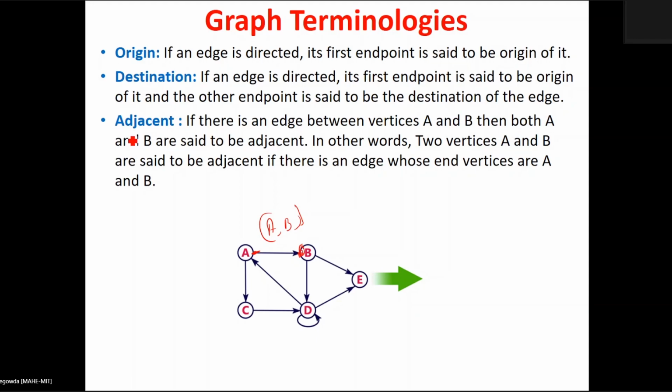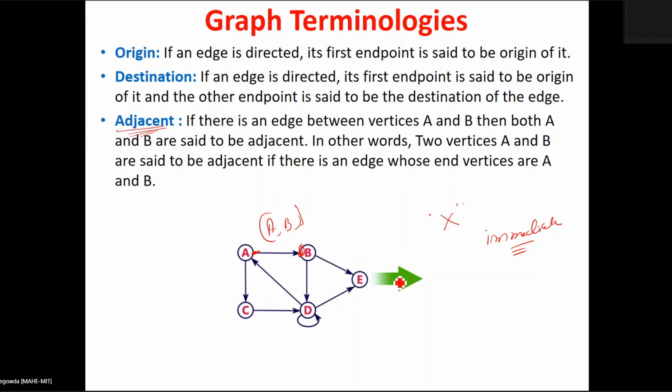And the next terminology is adjacent. Suppose there is an edge between vertices A and B, then both A and B are said to be adjacent. If you take any vertex, say X, the nodes which are immediate neighbors of X are said to be adjacent nodes.